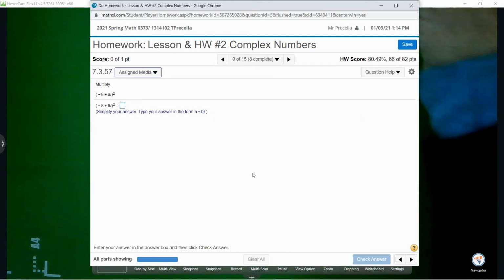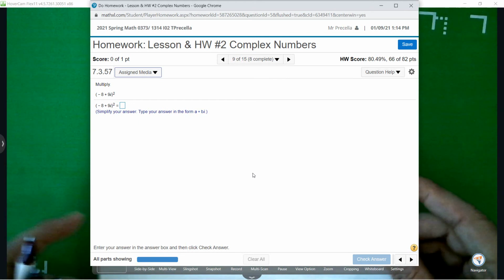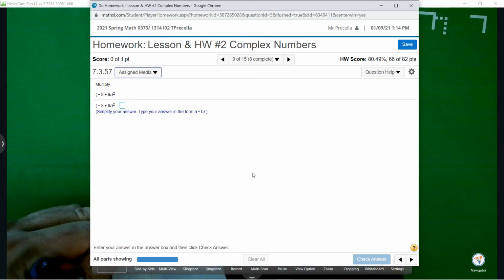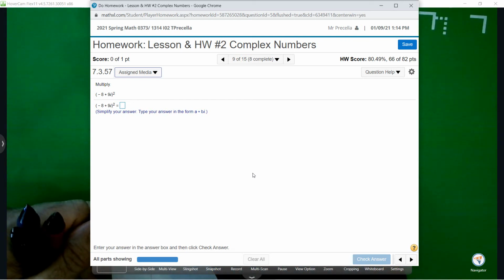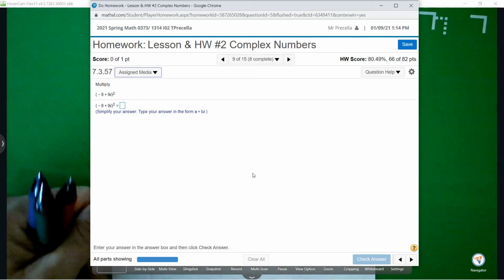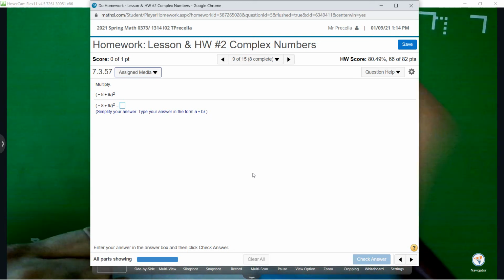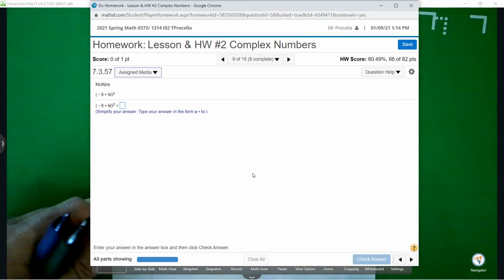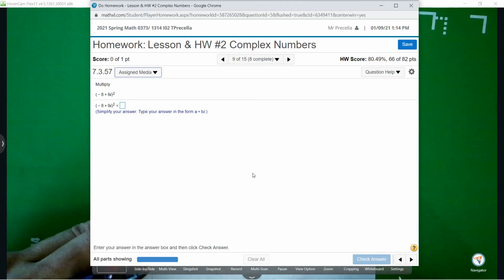Let's do another one of these. So number 9. Number 9 looks sort of different from the other one, but it's actually exactly the same type of problem with one additional step. Negative 8 plus 9i, all squared.